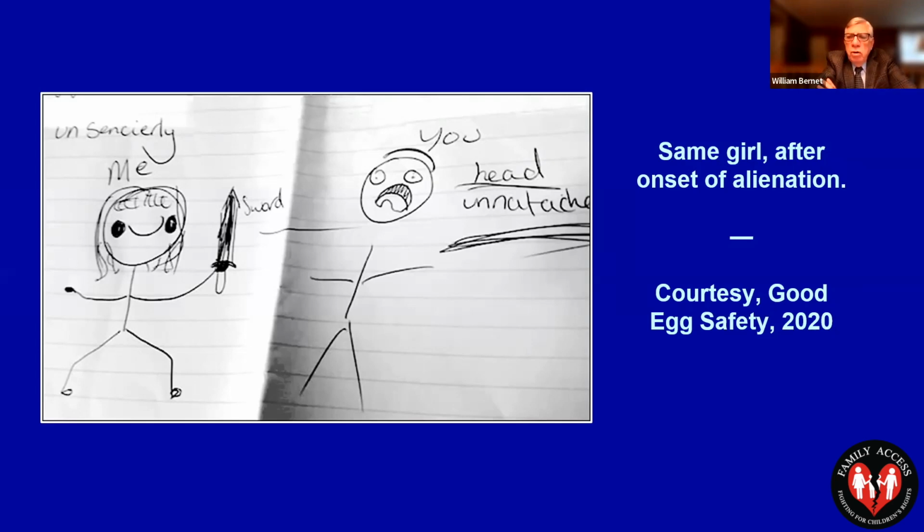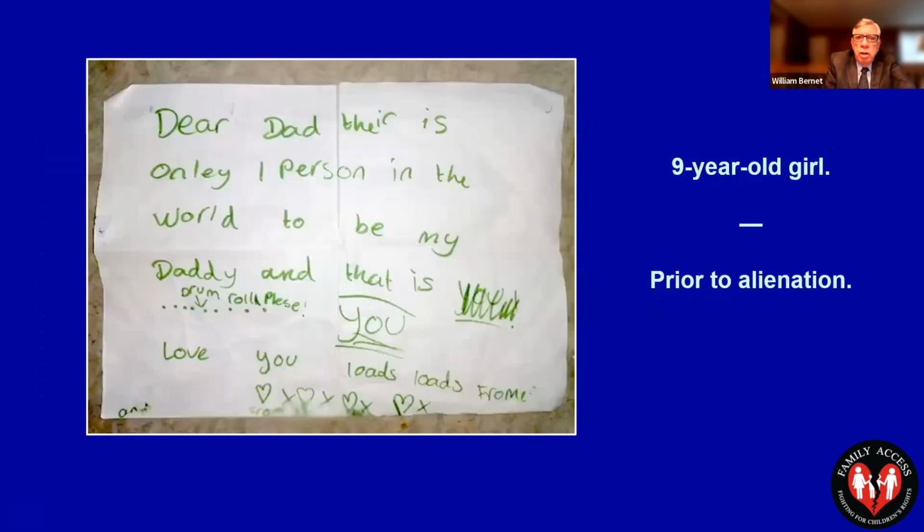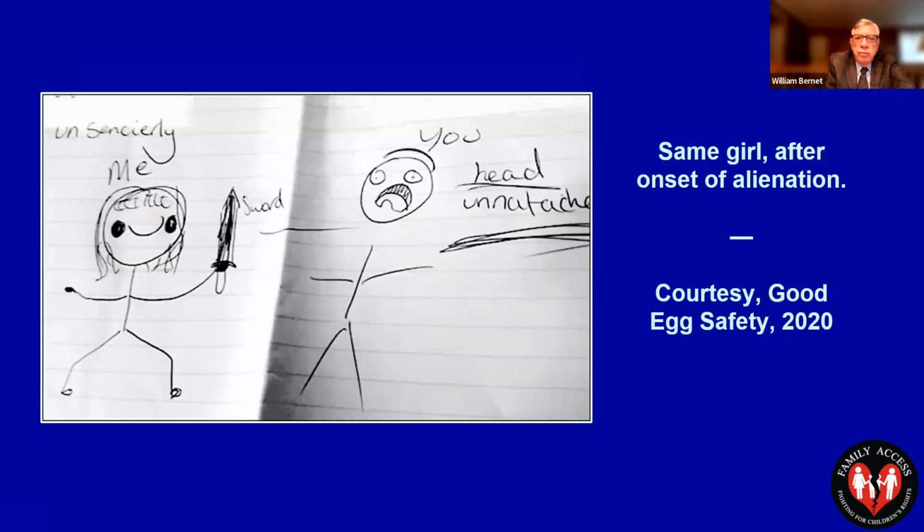Some of you may know where this comes from. There's an organization in the United Kingdom called Good Egg Safety, and they have done a lot of work on educating the public about parental alienation. They've done some research projects, and one of their publications has these two pictures. In other words, this one and also this one.